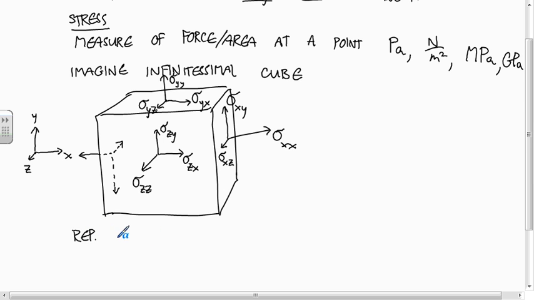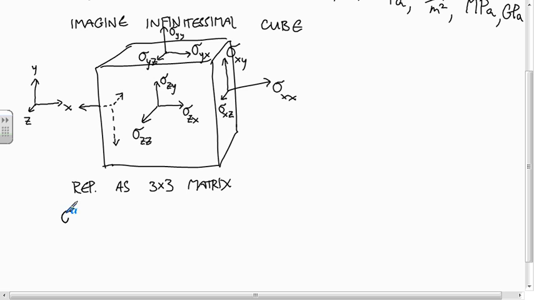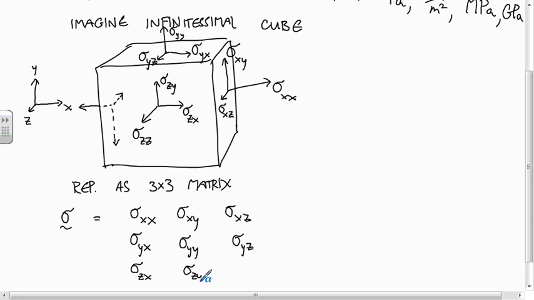So we'll represent this as a 3x3 matrix. XX, XY, XZ, YX, YY, YZ, and then ZX, ZY, ZZ. Okay, so that's 9 values.